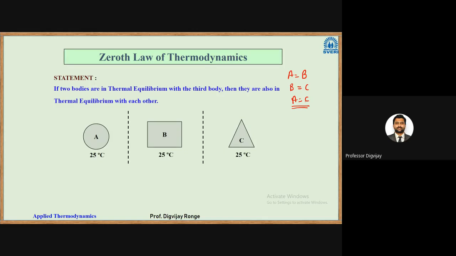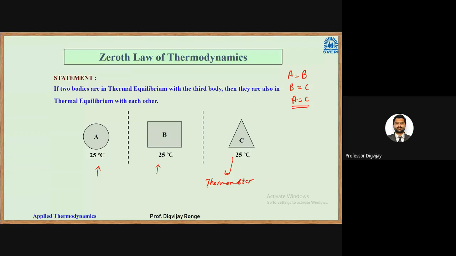Okay. So the significance of this law is that it is used for thermometers. I can use the thermometer, I can calculate the temperature here. I will use the thermometer again, I will calculate the temperature here. So the thermometer in this case is acting as C. So C we can replace with the thermometer.